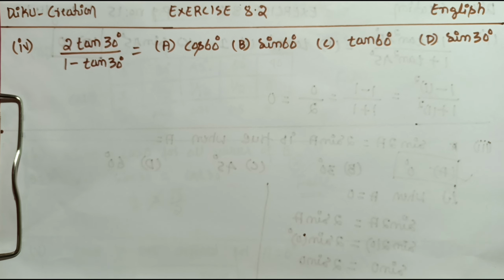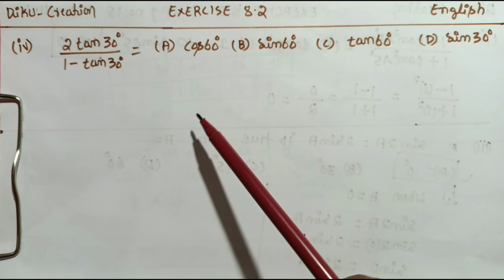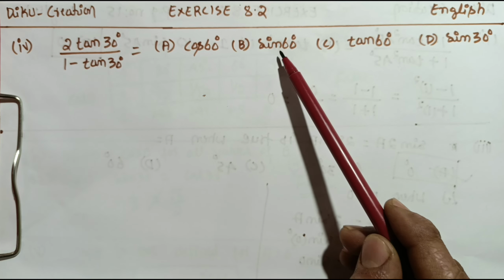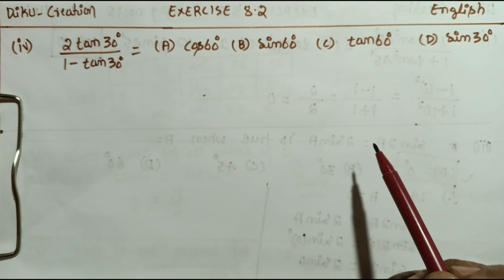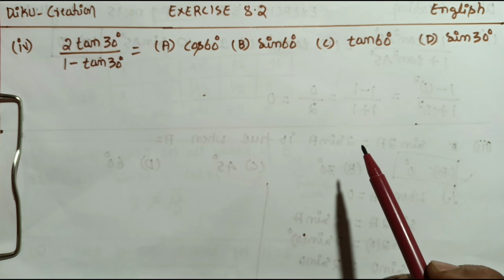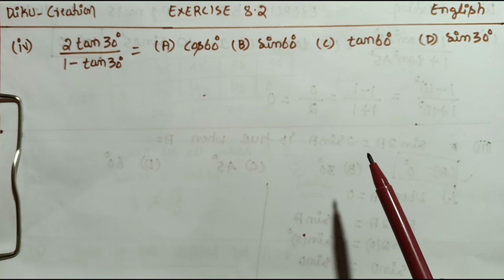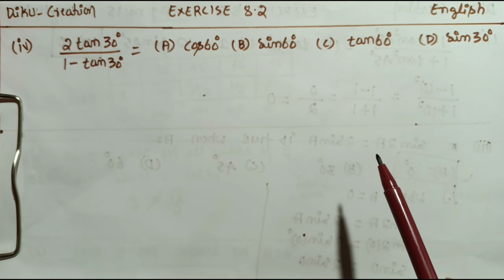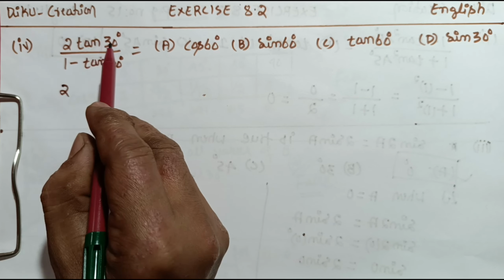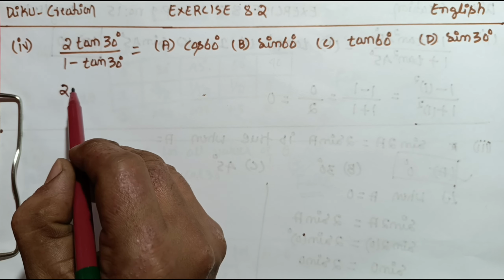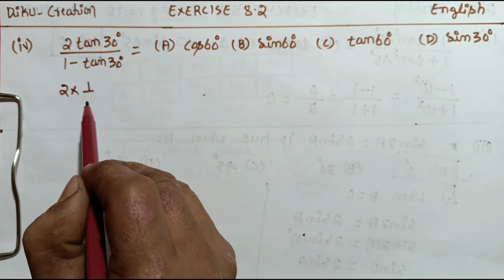Okay, now the fourth question of the same exercise. Here, 2 tan 30 degree divided by 1 minus tan 30 degree whole squared. See, here the four options are given: cos 60 degree, sin 60 degree, tan 60 degree, and sin 30 degree. In order to solve this particular problem, I need to substitute the value of tan 30 degree from the trigonometric ratio table. See here, 2 I will write as it is. Tan 30 degree value is 1 by root 3.